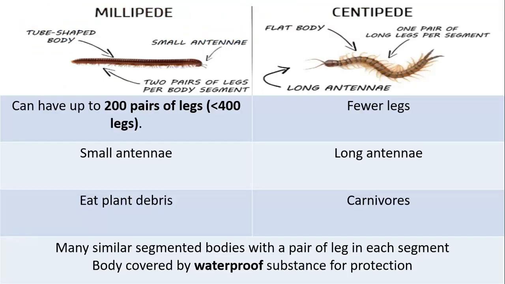Can you look here? So this is a comparison to show the whole image together. So here you can see millipedes having 200 pairs of legs or less, like less than 400 legs, while centipedes have even less pairs of legs. Small antennae, here they have long antennae. Eat plant debris, while those are carnivores. But as we agreed before, whenever you're making a comparison, you have to show differences and similarities. So there are 2 similarities between millipedes and centipedes. They have many segments in their bodies, and their body is covered with a waterproof substance.